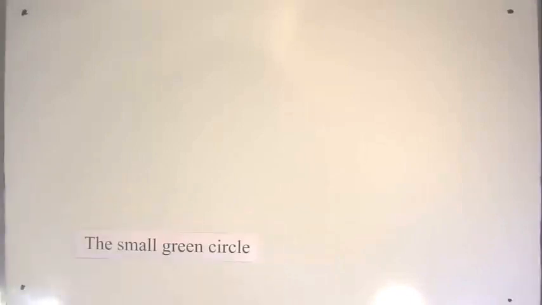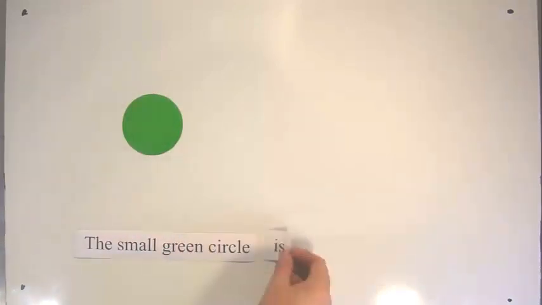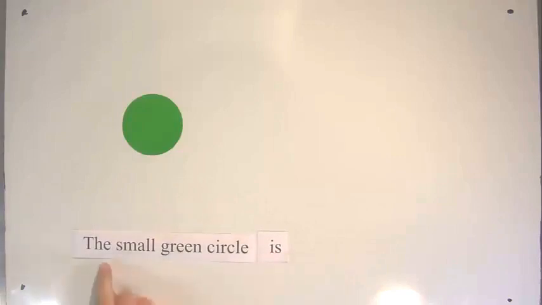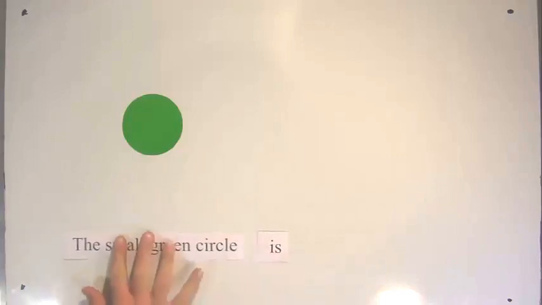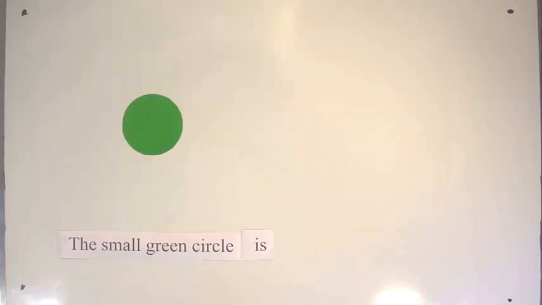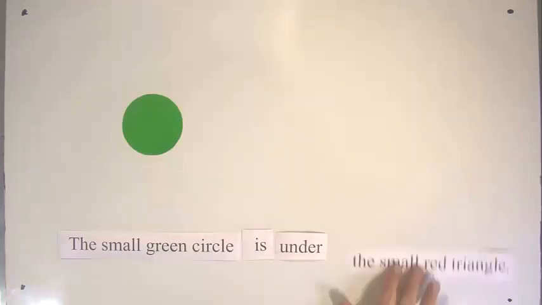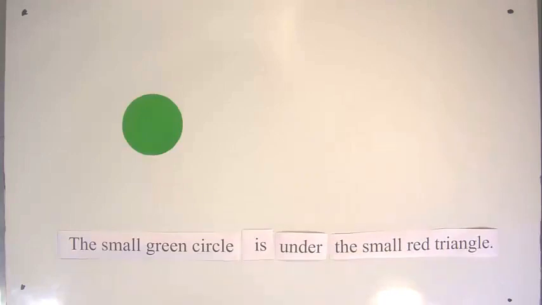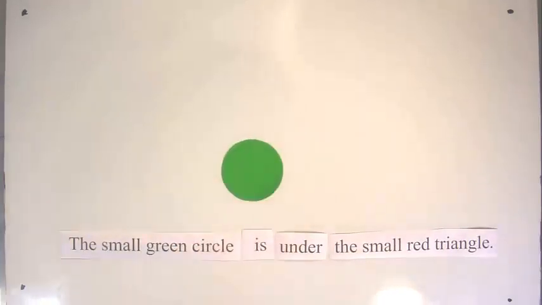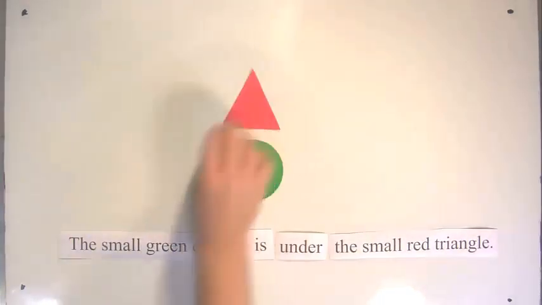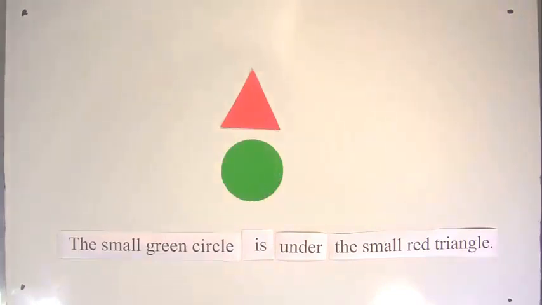So here, the small green circle. Now we need a verb. This is a very important word. The word is. The small green circle is, where is it? It's under the small red triangle. So the small green circle is under the small red triangle.